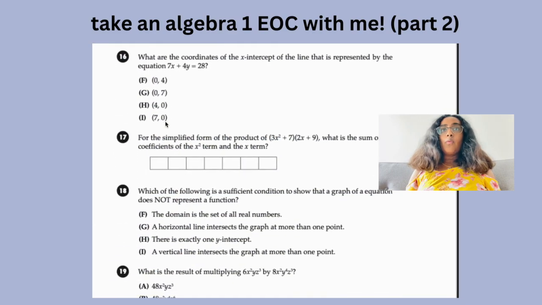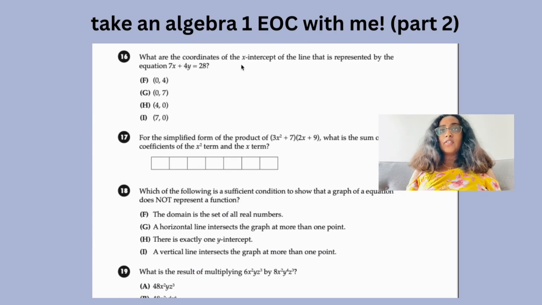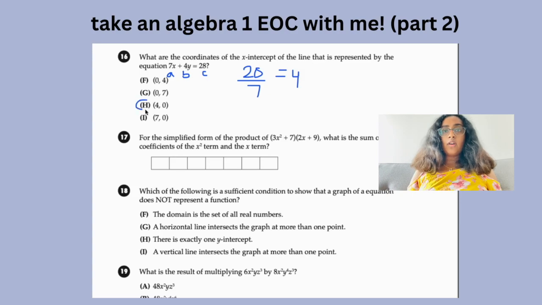Moving on. What are the coordinates of the x-intercept of the line that's represented by the equation 7x plus 4y equals 28? So all you have to do is use our standard form song, where we say c over a, 0 is the value of your x-intercept. So we see that this is a, this is b, and this is c. So c over a, 28 over 7 equals 4. And since the x-intercept is the value of x when y is 0, this would be the x-coordinate, and y is just 0. Our answer is H.